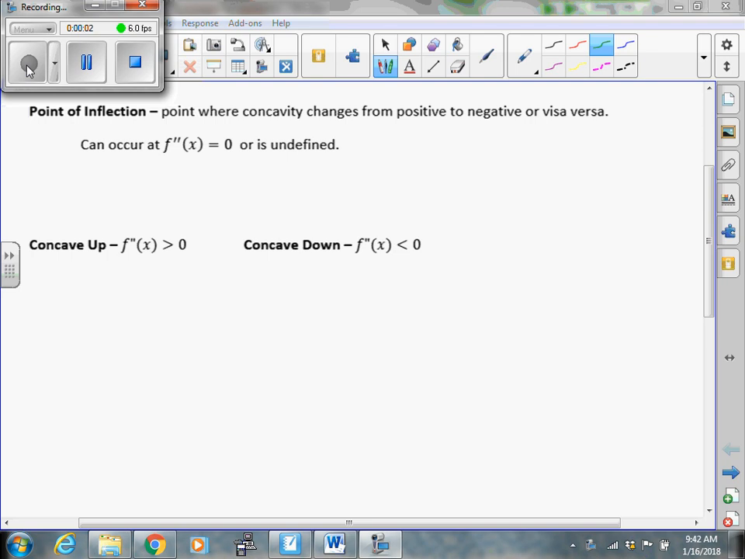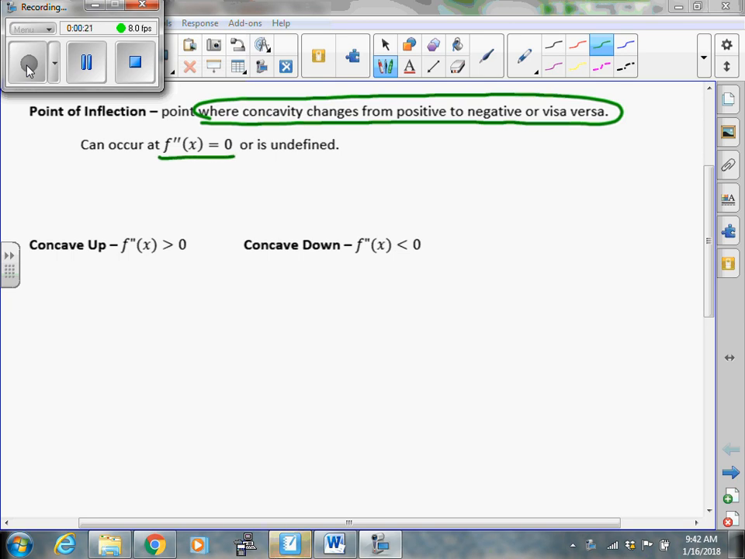Okay, I'm going to try to do this as quickly and painlessly as possible. A point of inflection is, by definition, where the concavity changes from positive to negative or vice versa. To find one, the process is to find where the double derivative is equal to 0 or undefined. If the double derivative is not equal to 0 or undefined, it allows us to tell the concavity of the function.